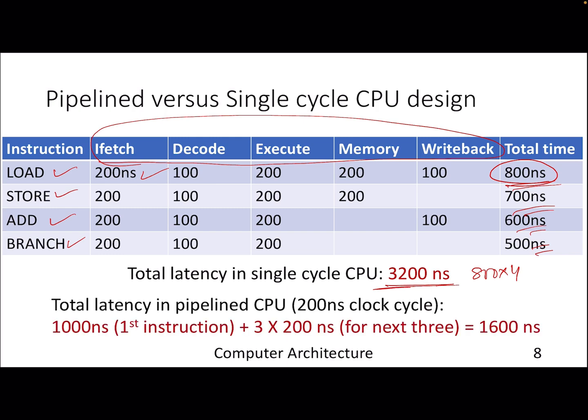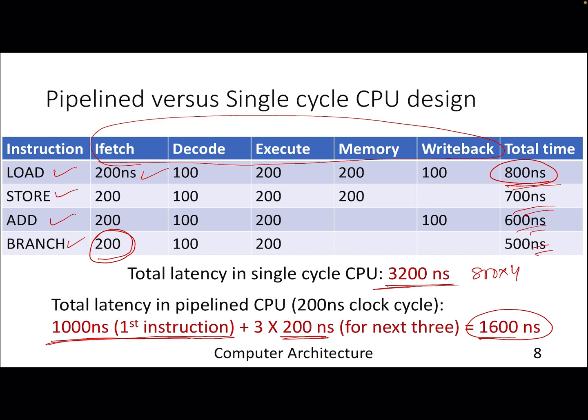Now with the pipeline design, if we have a 5-stage pipeline and the worst case delay per stage is, let's say, 200 nanoseconds, we come up with a 5-stage design where each stage takes 200 nanoseconds. So the first instruction will take 1000 nanoseconds, because pipelining increases the latency, as we have discussed. But the rest 3 will be done in the next 3 cycles, where each cycle is 200 nanoseconds. So in total, we are getting 1600 nanoseconds for the pipeline design.